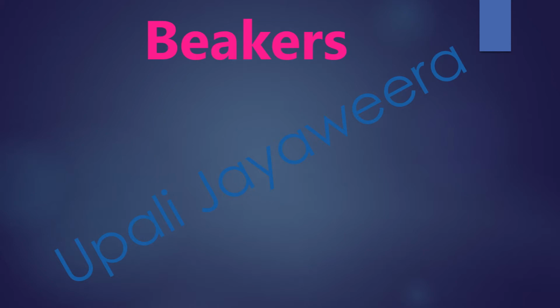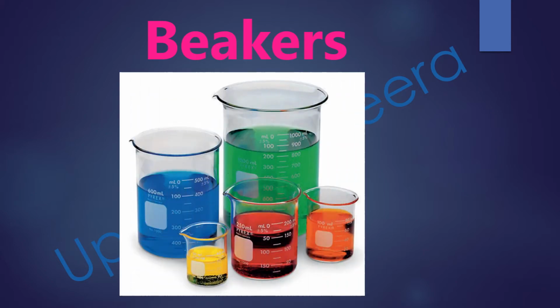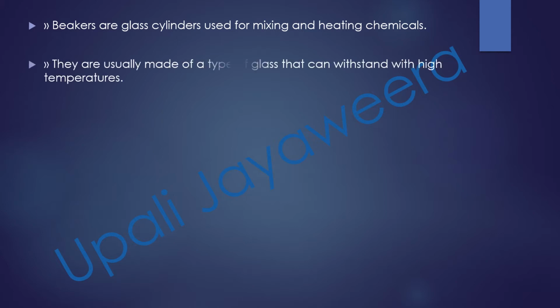First laboratory equipment, beakers. Here you can see pictures of beakers. Beakers are glass cylinders used for mixing and heating chemicals. They are usually made of a type of glass that can withstand high temperatures.